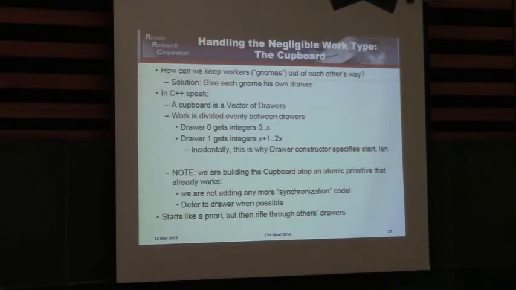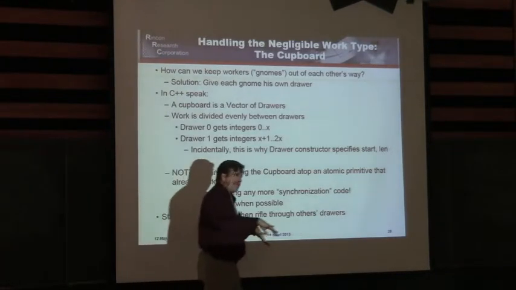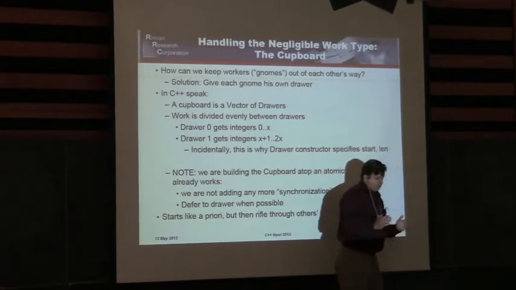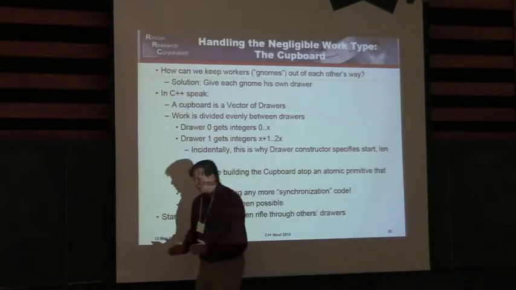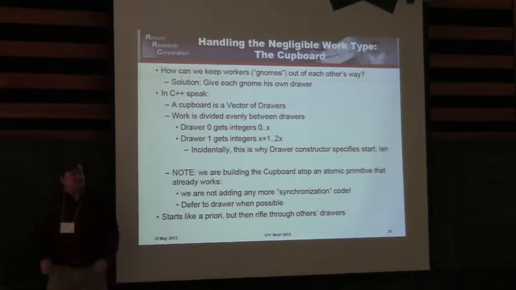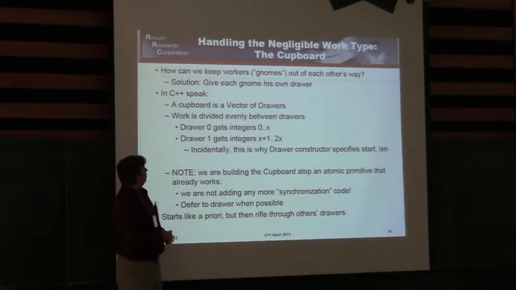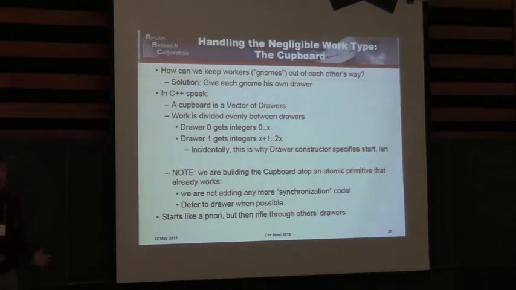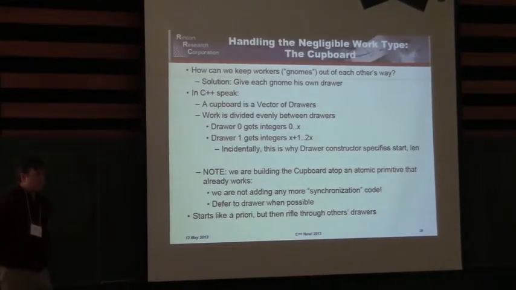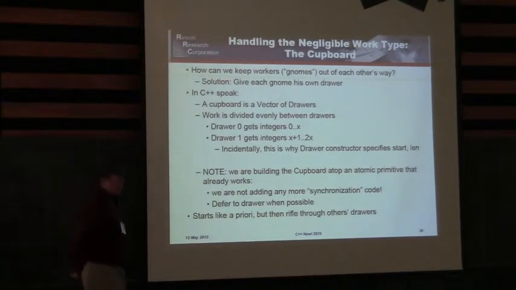Okay, so the big thing we want to solve now is how to make the negligible work type work better. The solution is that we're going to give each of these gnomes their own drawer. So it kind of goes back to Niall's solution he talked about a second ago. We're going to give every single gnome his own drawer that he does a get from. Okay, so in C++ speak, what do we mean by this? We're going to make a vector of drawers. So it's similar to the a priori scheduling.